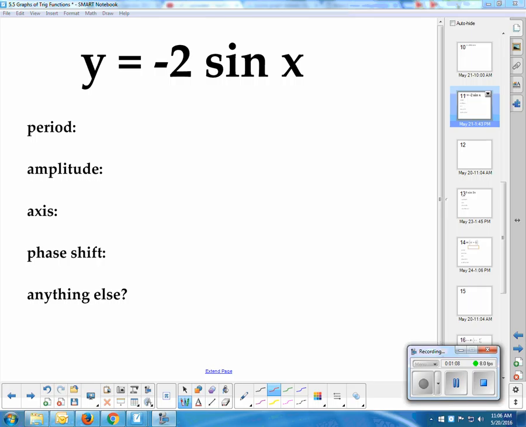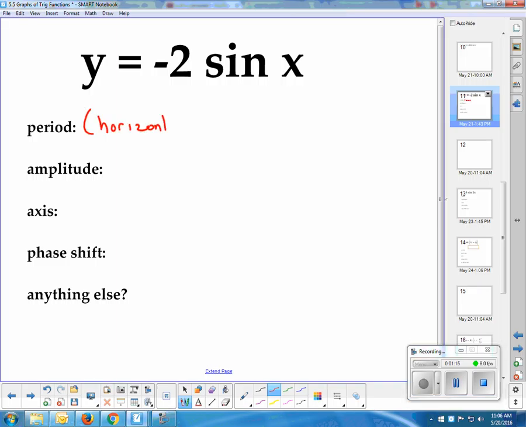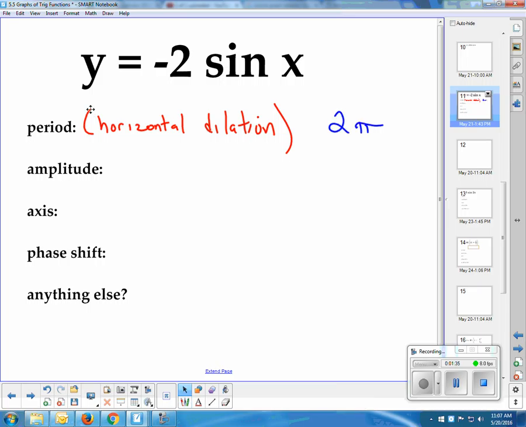So the period would be affected by a horizontal dilation. And if there was going to be a horizontal dilation, there would be a coefficient on x other than 1. And since we don't see a coefficient on x other than 1, we know that the period of this graph will be 2 pi. That means if I graph a piece of this function that is 2 pi units long, no matter where I start or where I stop, I'll get the whole entire shape of the graph, and then I can just continue the pattern and repeat it.